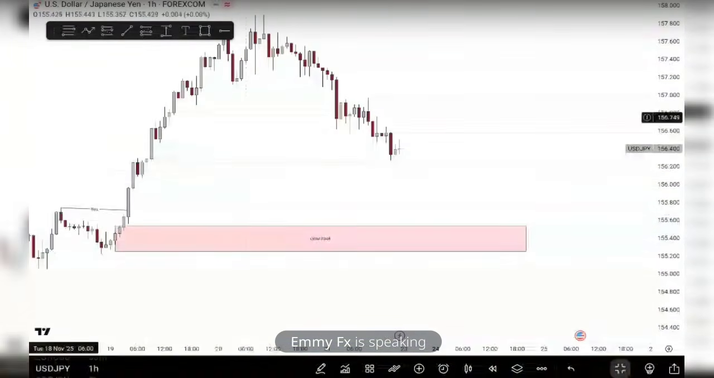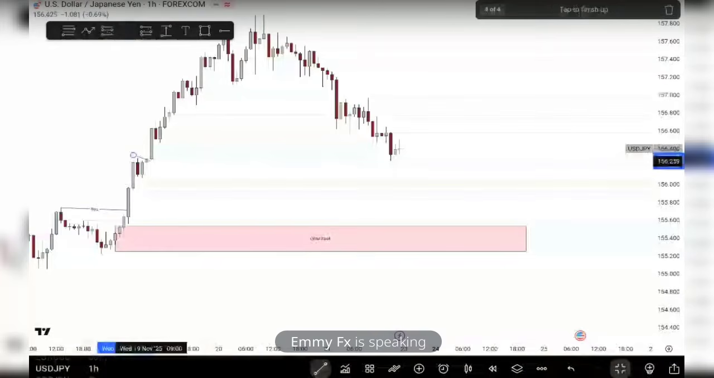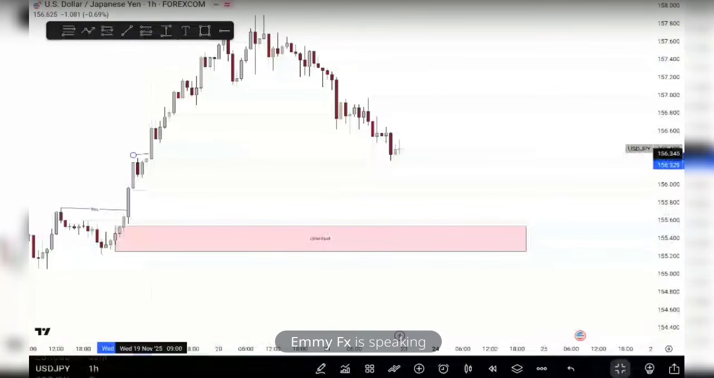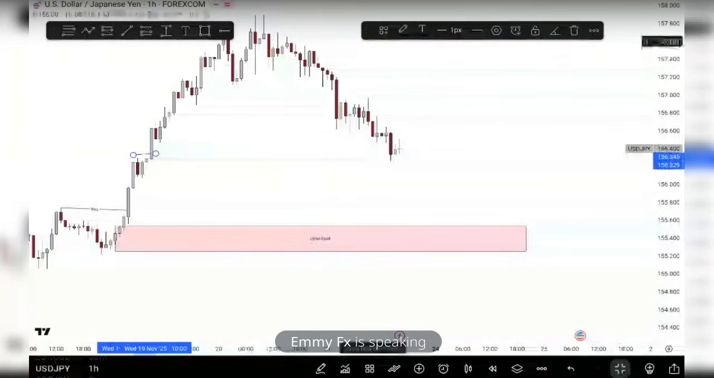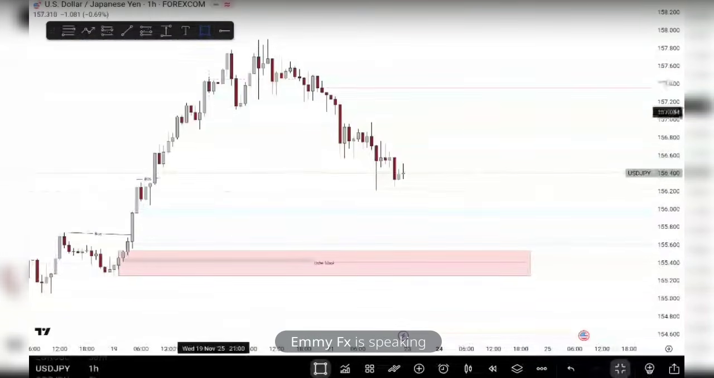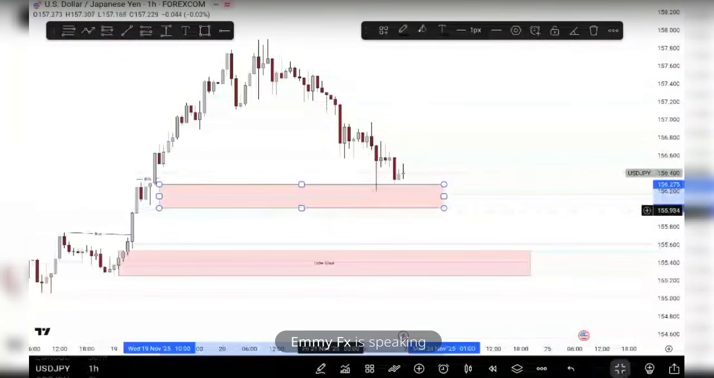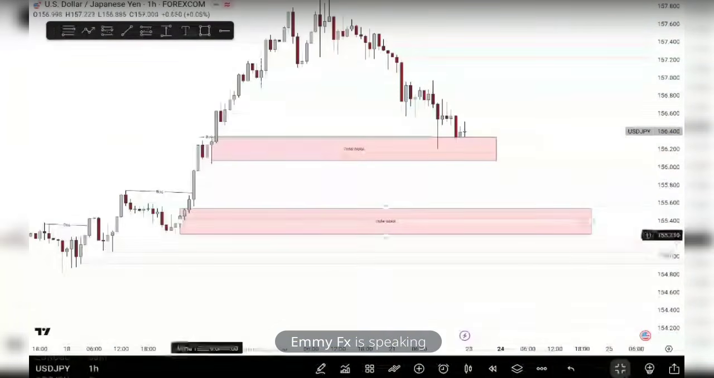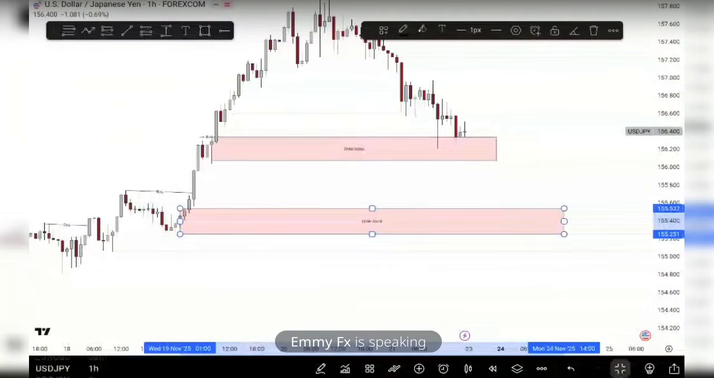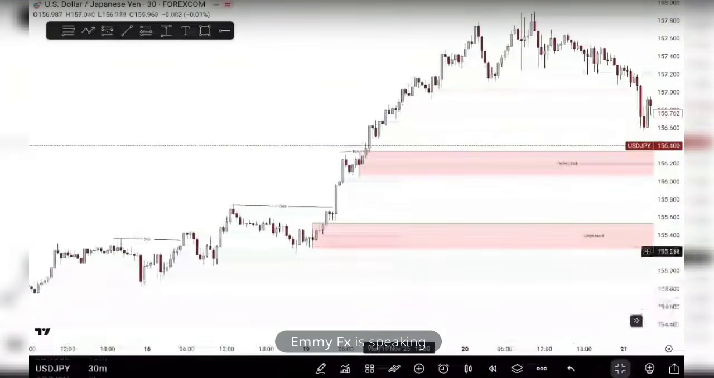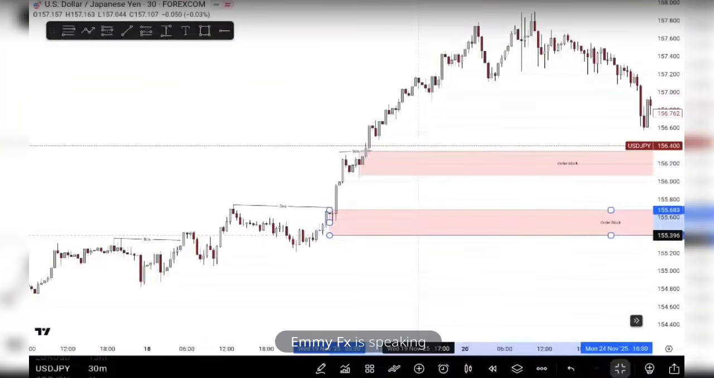Price is currently reacting from this breakout structure, from this order block. Price is reacting from this order block. I will also have this, which is sitting around. So in our 30-minute time frame, I want us to define the order block. So the order block is here.